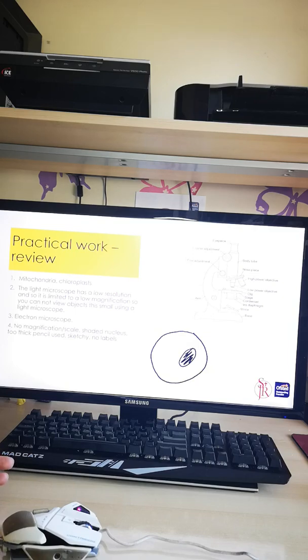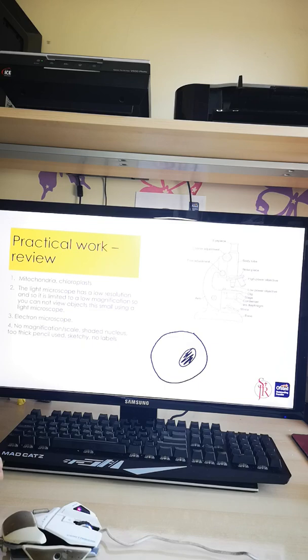Only things like the nucleus is big enough. Obviously you can see the boundary of the cell because the whole cell is big enough, and that's so you can see the boundary, which is your cell membrane in your animal cell, the boundary which is the cell wall in a plant cell.